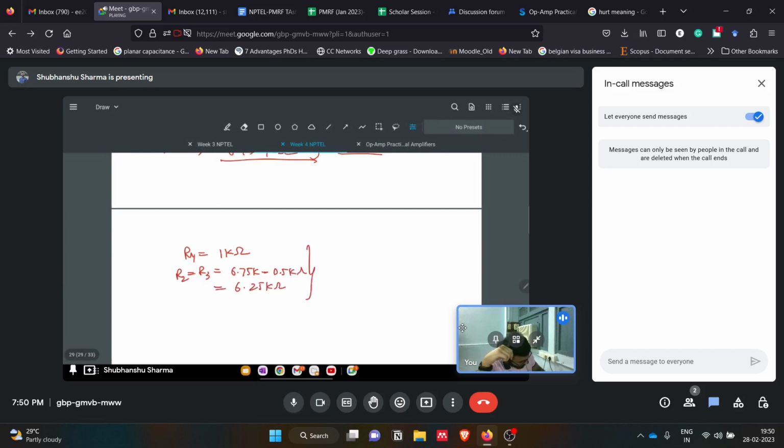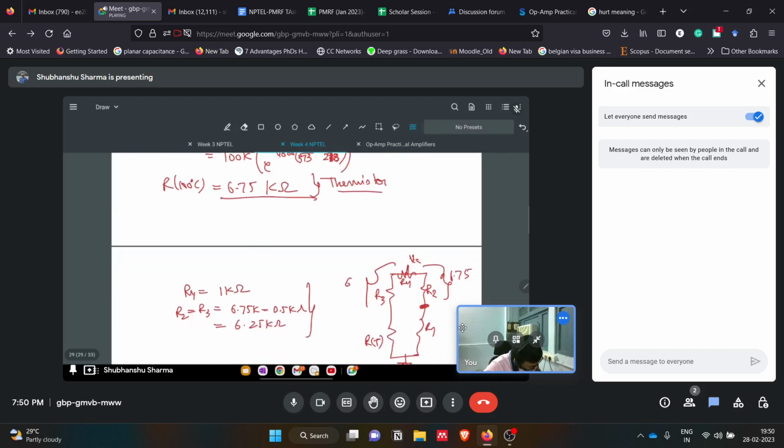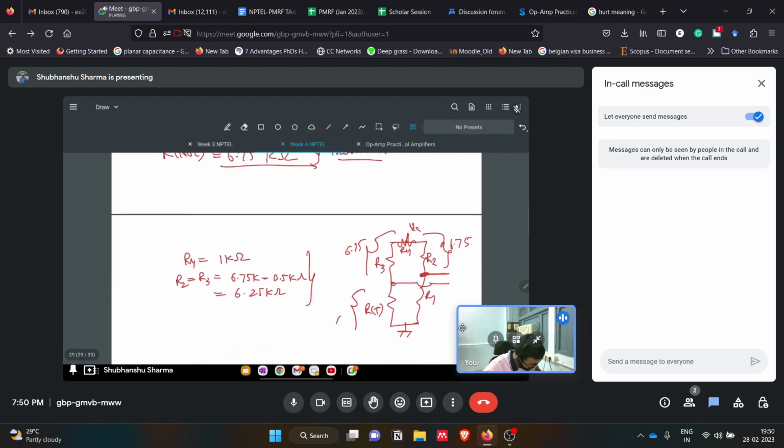So for each arm, this is our circuit. This is grounded, this is R4, here R4 is there, there it is R3, this is R2, this is R1, this is R thermistor. This is VCC, and we need this point to be equal to the voltage at 100 degrees Celsius. So for that we need this branch to be 6.75 kilo ohms, this branch to be 6.75 kilo ohms, because this is also being given to the terminal. At 100 degrees Celsius, this should also be 6.75 kilo ohms.